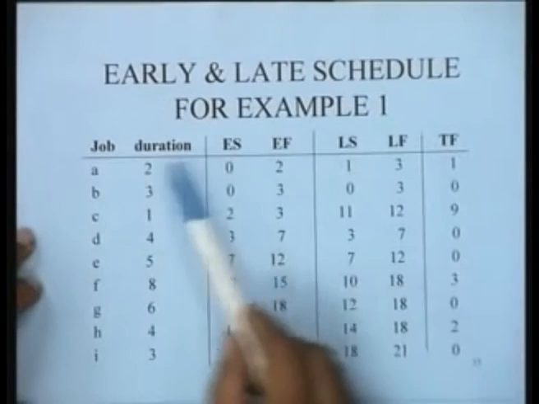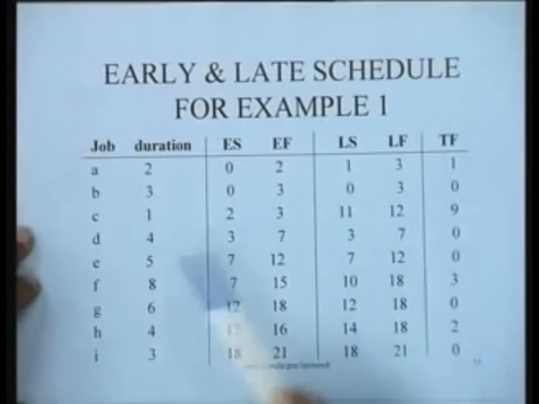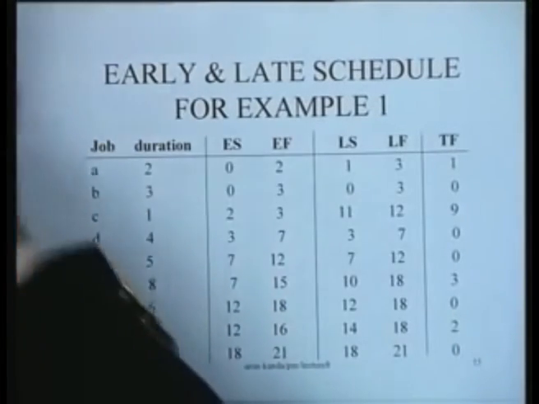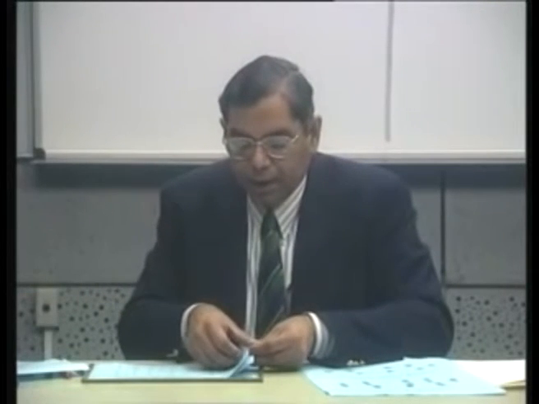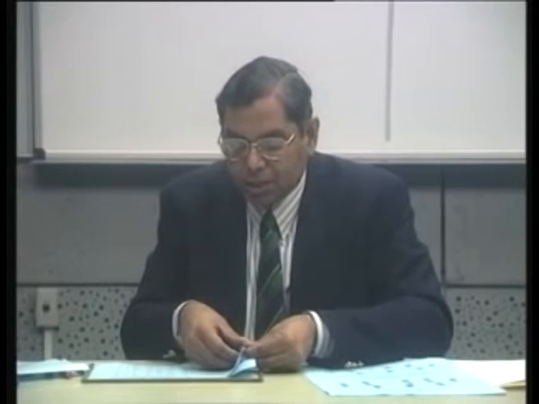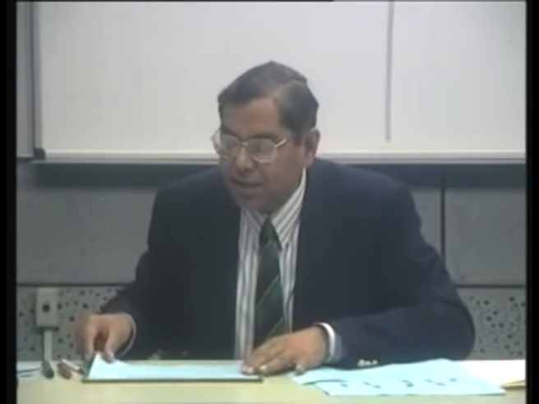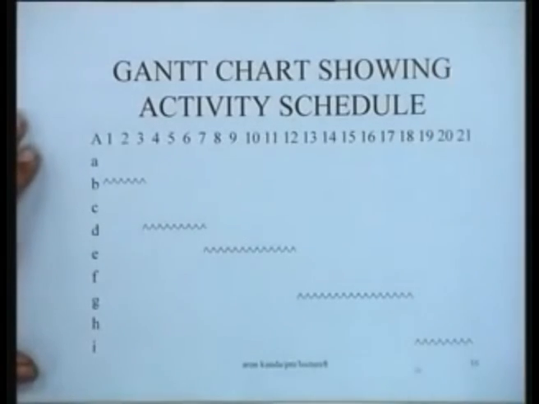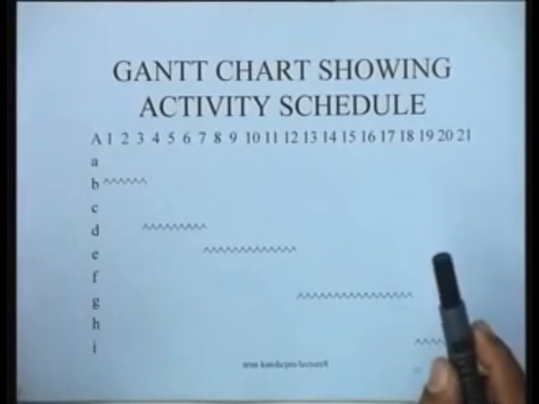This information, which is the basic schedule determined by this exercise, can also be easily obtained on the basis of what we call a Gantt chart. A Gantt chart is a convenient representation. In fact, many computer programs automatically give you a Gantt chart representation of the schedule that you have.